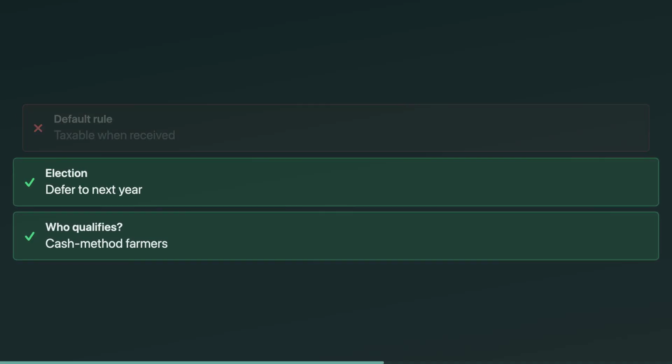Next, crop insurance and government disaster payments. Normally, insurance proceeds are taxable when received, but a cash method farmer can elect to postpone reporting to the following year if, under normal business practice, the income from those damaged crops would have been reported in the year after the damage. That's the core concept. You're matching the insurance to the year you would have sold the crop.